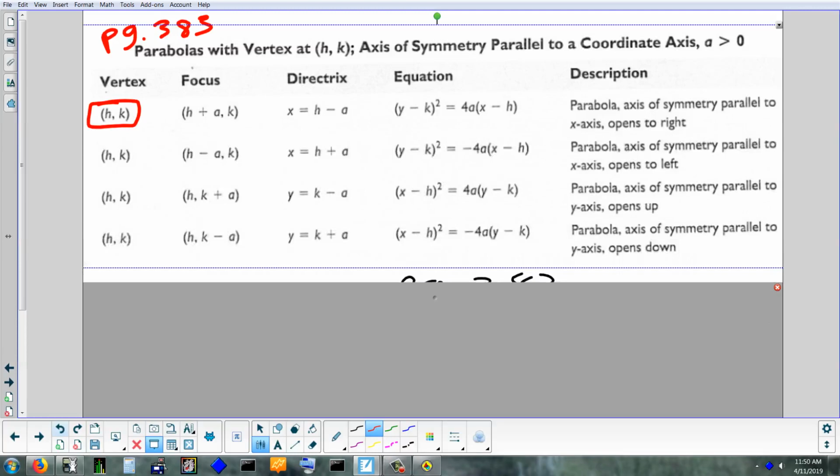But it's pretty much the same basic formulas. Y squared with a positive 4. Y squared with a negative 4. X squared with a positive 4. X squared with a negative 4.